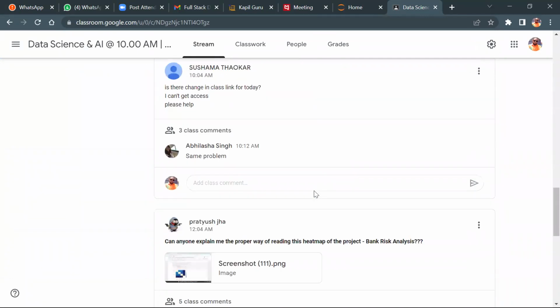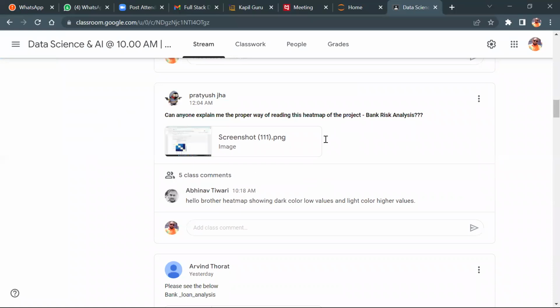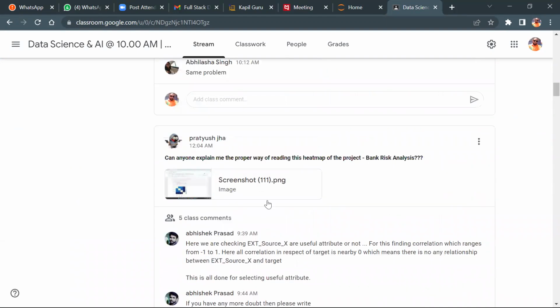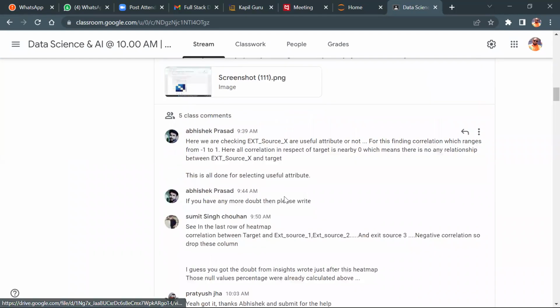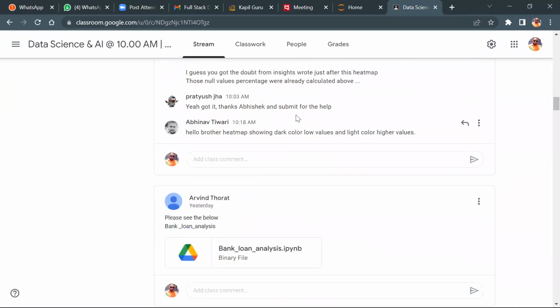I understand. Let me review who has completed the proper way of reading this heat map. Sumit, can you address this query? You addressed? See heat map, excellent. Now, Pratyush, do you understand, dear? It's not submitted, Sumit. Yes, Pratish? All right, the heat map shows dark color for low values, high.